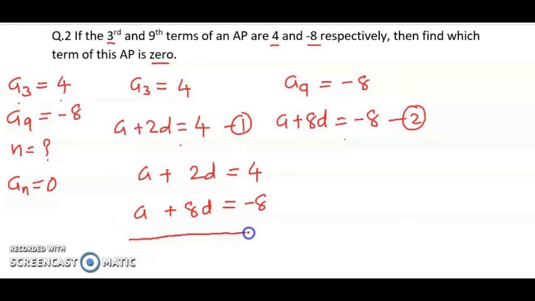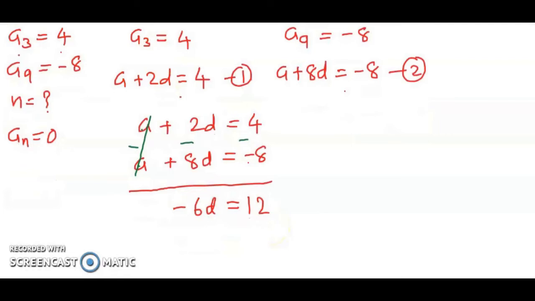So if you do the subtraction, here a minus a will be cancelled out, then 2d minus 8d, so we will get minus 6d is equal to 4 minus minus 8, that is 4 plus 8, 12. So here we will get the value of d. d will be equal to minus 2.